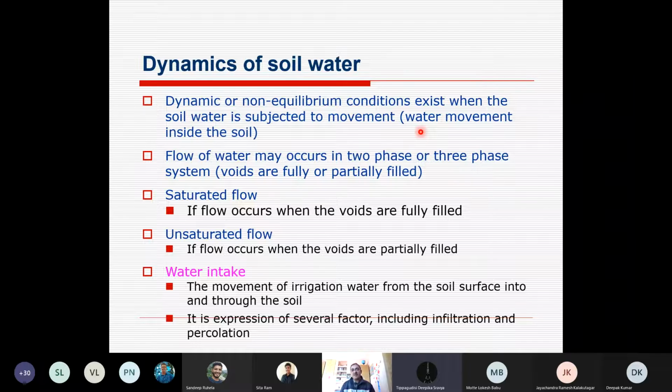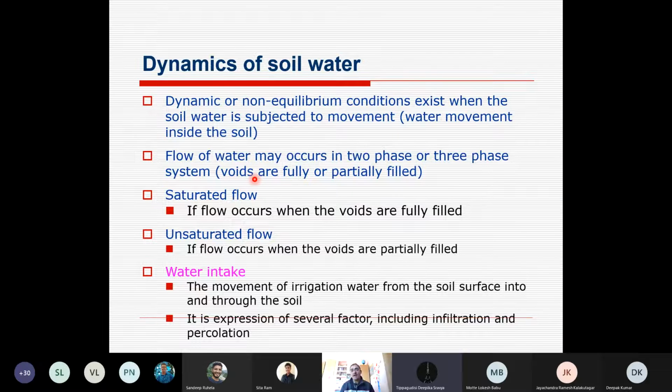And flow of water in that sense may occur in a two-phase system. Two-phase means solid and water. You have seen soil is usually a three-phase system: solid, water and air, or soil particles, water and air. So it can move in a two-phase or three-phase system. Once it is saturated completely, we assume that air is removed. So that is a two-phase soil system, and three-phase means it is an unsaturated condition.